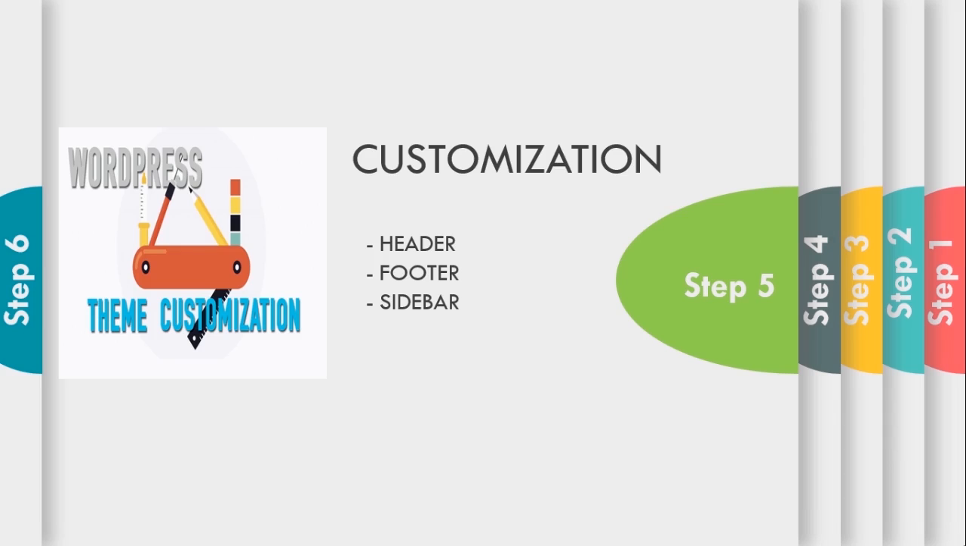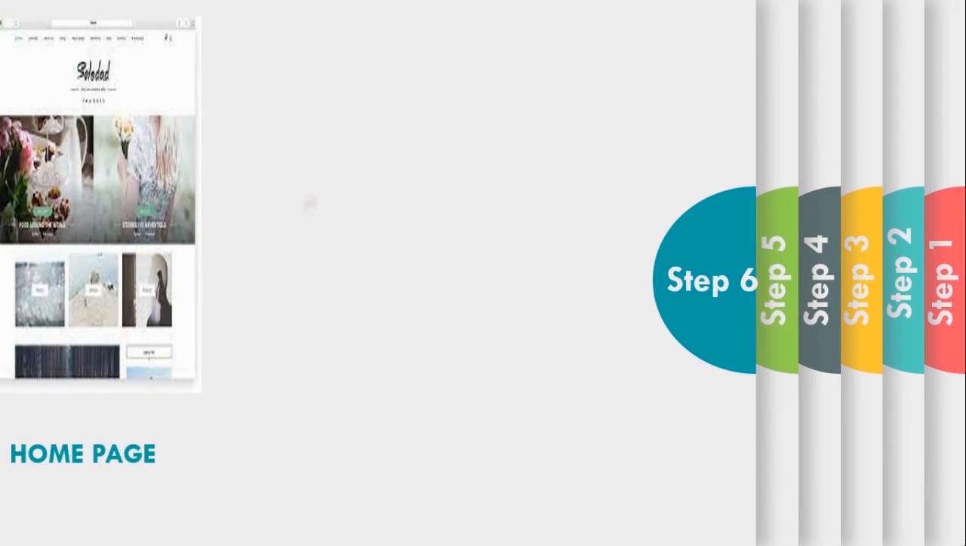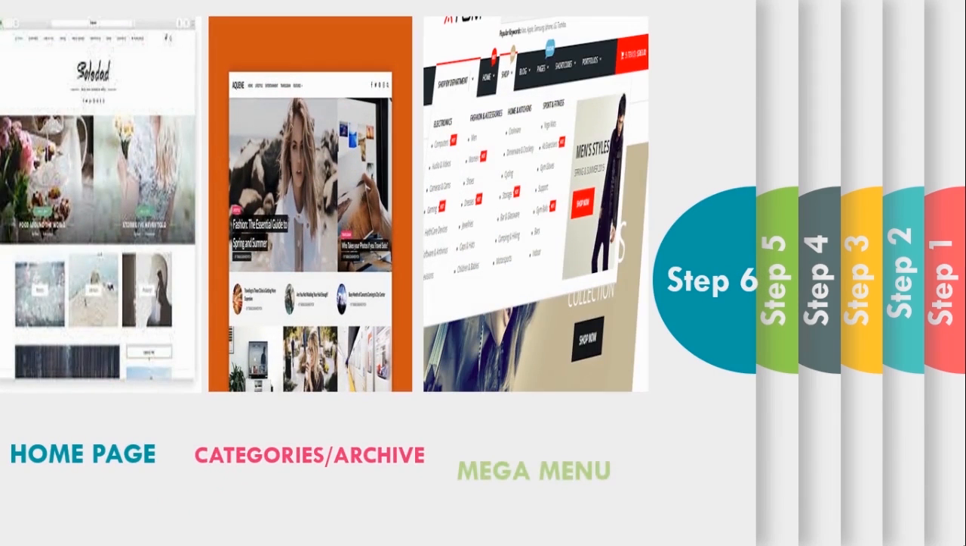So we're going to learn how to use Visual Builder as well as Elementor, which is the most popular drag and drop builder. Besides that, we also going to learn how to use some features which are supported from the theme. Step 6. So in the final step, we're going to learn how to design the homepage, the categories or archive page. Besides that, we also going to learn how to create a mega menu based on the categories.